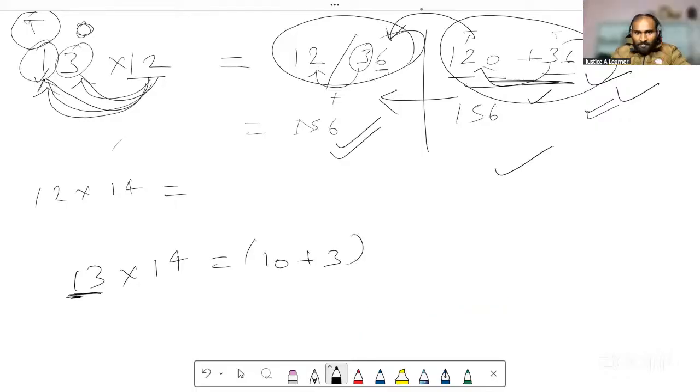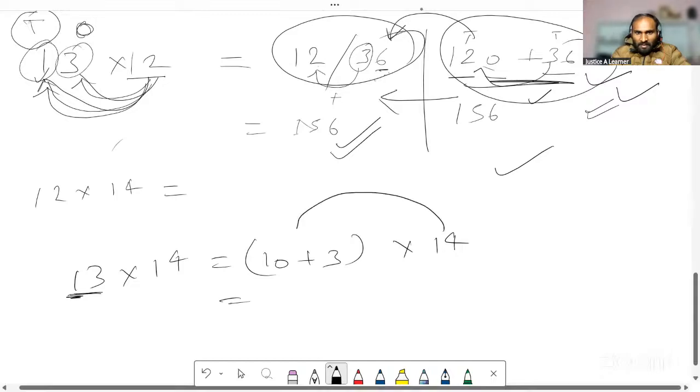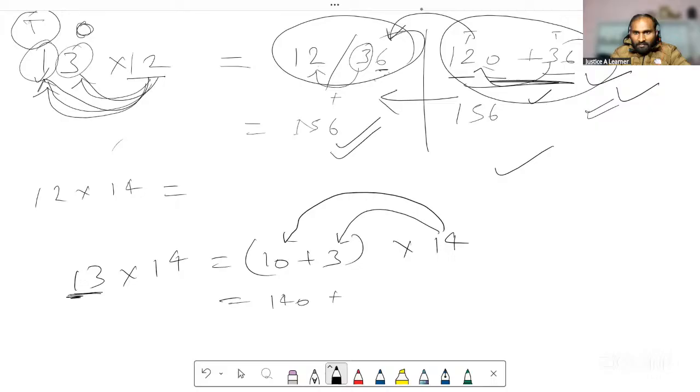And when I am multiplying it with 14, just understand what would happen. Firstly, 14 will be multiplied with this 10, which gives 140. And then this would be multiplied with this 3 as well, right? So it would become what? 14 threes are... You know the table of 14?